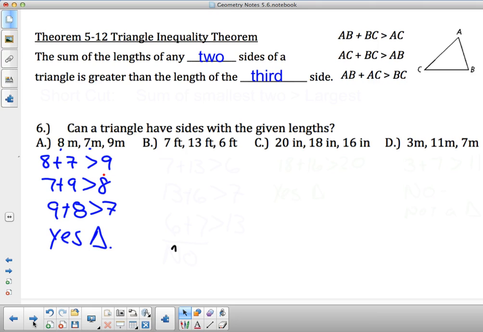Now, I want you guys to try doing this. Add 7 and 13, is that greater than 6? Add 13 and 6, is that greater than 7? Add 6 and 7, is that greater than 13? Consider all 3 of those. Write them down. And then think about it. Does it meet the triangle inequality theorem?